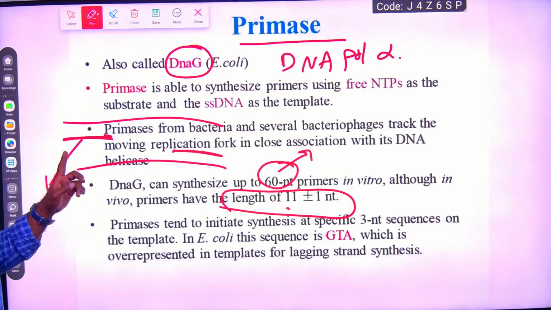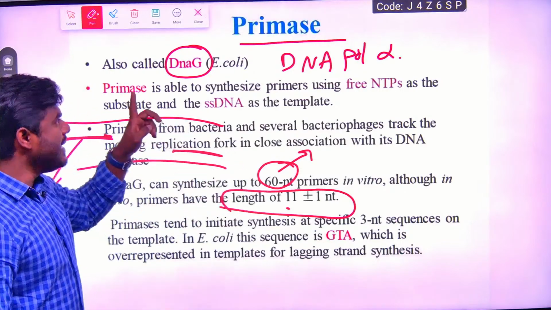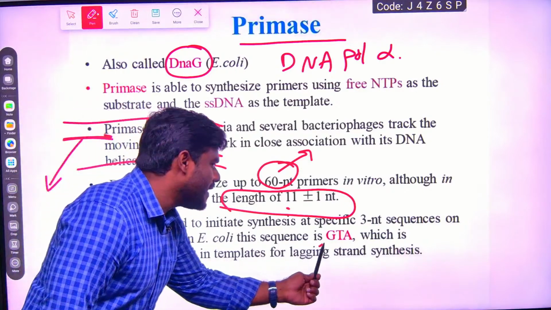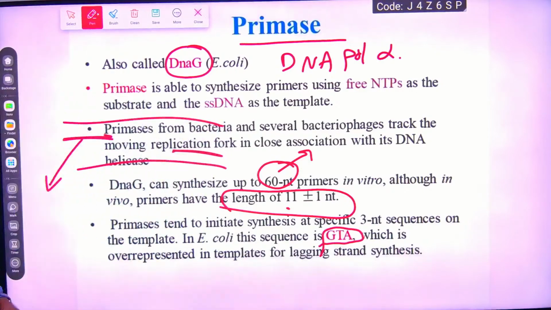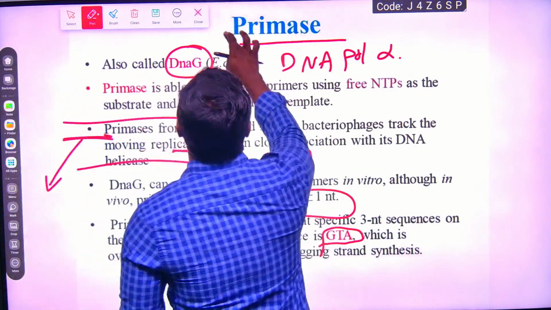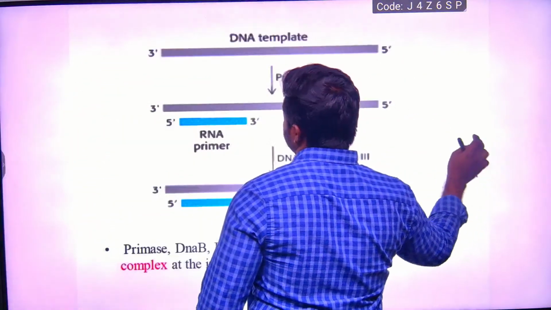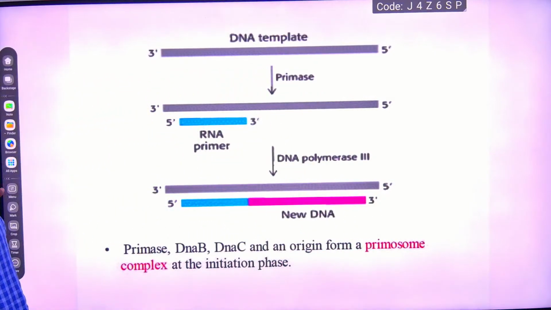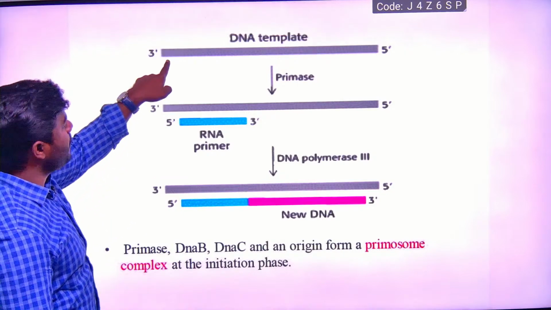Now, every one of you remember, in a prokaryotic organism, the primer is generally rich in this particular sequence, which is the GTA sequence. I want all of you to remember this particular statement compulsorily for the exam. You can see the picture very clearly here. What's happening? This will be the DNA template.